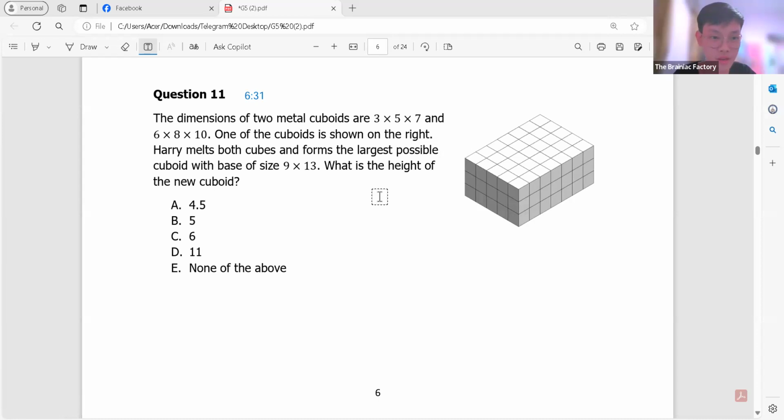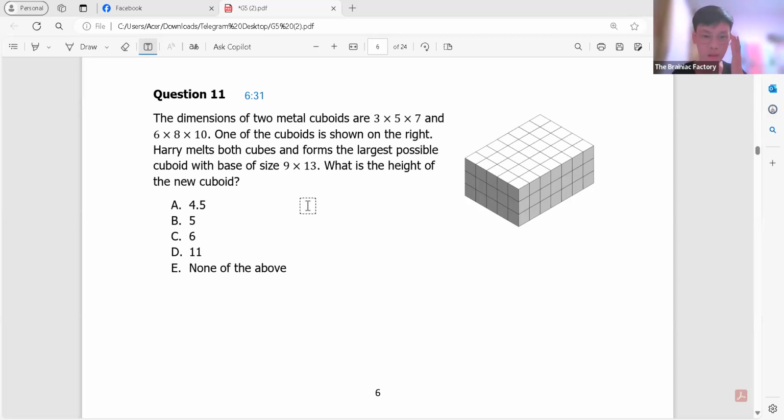So the question 11, the dimensions of two metal cuboids are 3, 5, 7, and 6, 8, 10. One of the cuboids is shown on the right. So this one, we're having this 3, this 5, and here's 7. So the first cuboid. And Harry melted both cuboids and formed the largest possible cuboid with base 9 times 13. What is the height of the new cuboid?